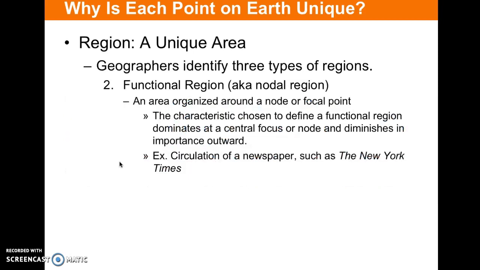And then we have a region that's called a functional region or a nodal region. And these are areas that are organized around a node or a focal point. And usually it's going to have something to do with a function. So it's going to start at a central focus. It's going to diminish as it goes outward. And we're usually talking about something with a functional or economic value. So like the newspaper circulation.